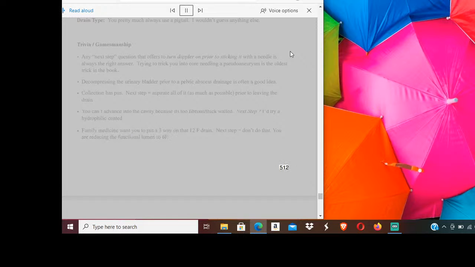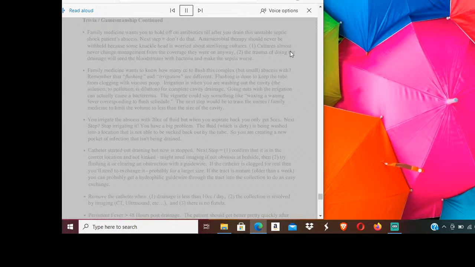512. Trivia and gamesmanship continued. Family medicine wants you to hold off on antibiotics till after you drain this unstable septic shock patient's abscess. Next step equals don't do that. Antimicrobial therapy should never be withheld because some knucklehead is worried about sterilizing cultures. 1. Cultures almost never change management from the coverage they were on anyway. 2. The trauma of doing the drainage will seed the bloodstream with bacteria and make the sepsis worse.